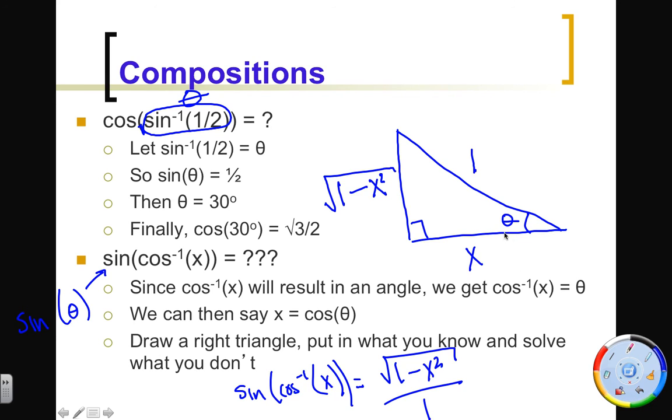Because now I want to find the sine of this angle. Sine is opposite over hypotenuse. It's not a challenging concept as long as you know how to use the Pythagorean theorem and know that sine is opposite over hypotenuse, cosine is adjacent over hypotenuse, and tangent is opposite over adjacent. These problems are pretty simple, pretty straightforward, I think, but they always give students troubles.